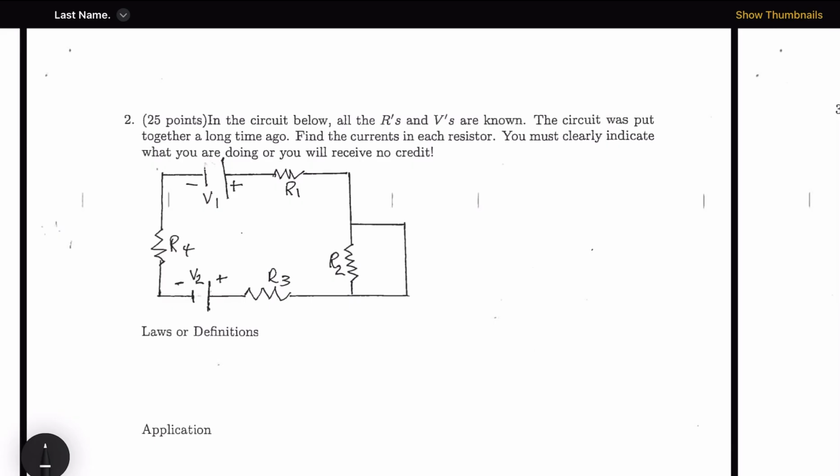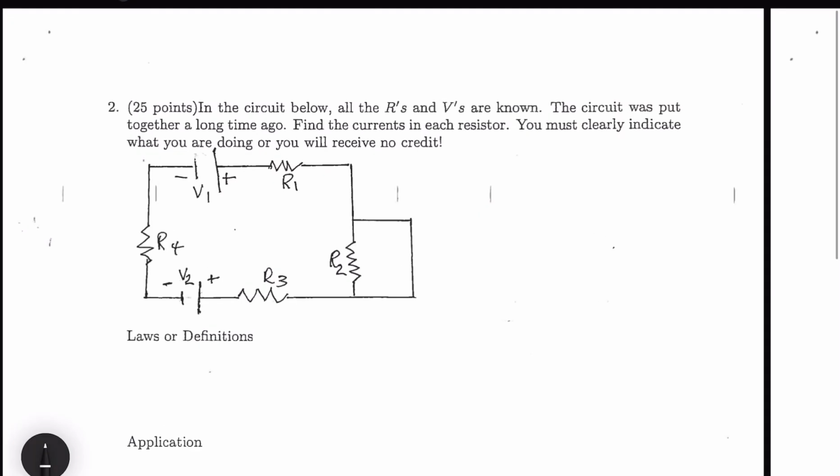So now if I go to the second problem, it's another circuit where R's and V's are known as well. The circuit was put together a long time ago, again, steady state. All of exam 2 deals with steady state circuits. And it wants us to find the current in each resistor.